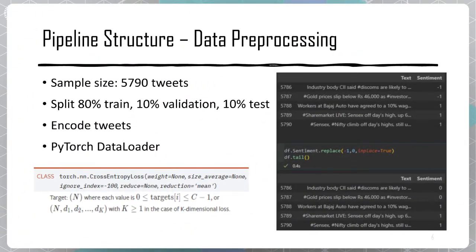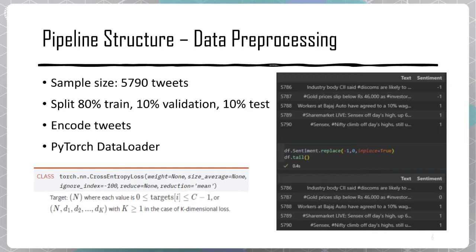So the very first stage of the pipeline is data preprocessing, as always. The dataset I'm working with has a rather small sample size of 5,790 tweets. I imagine that someone went through a whole bunch of tweets and just classified them as either bearish or bullish.